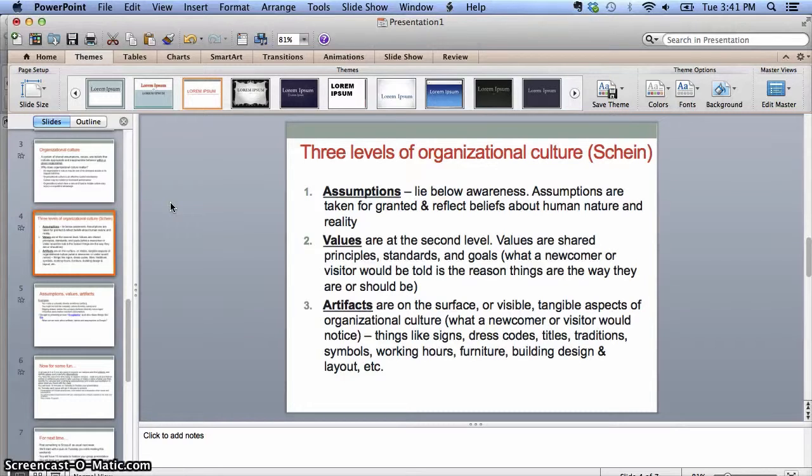Assumptions, which lie below awareness. We talk about values, which are at the second level, shared principles, standards, and goals. And then we talk about artifacts, which are on the surface and are visible, tangible aspects of organizational culture.